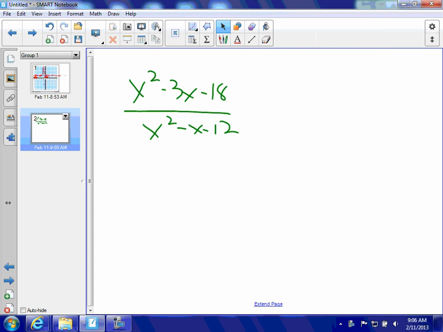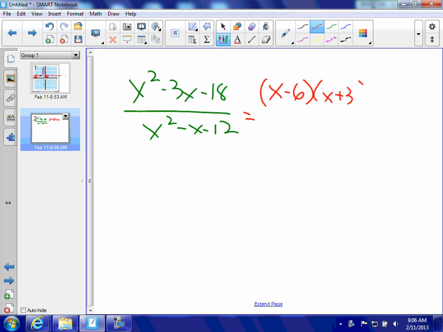Okay. So I have to factor the numerator and the denominator. So on my numerator, I will have x minus 6, x plus 3. And in my denominator, I'm going to have x minus 4, x plus 3.